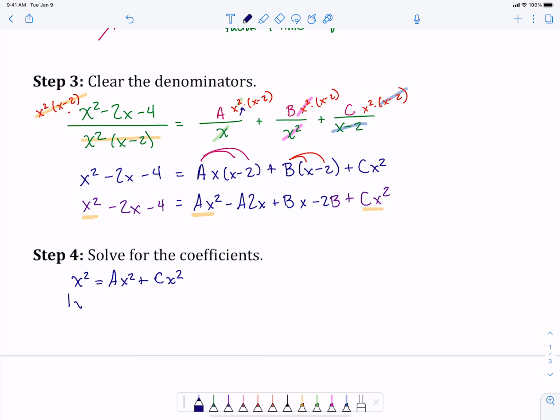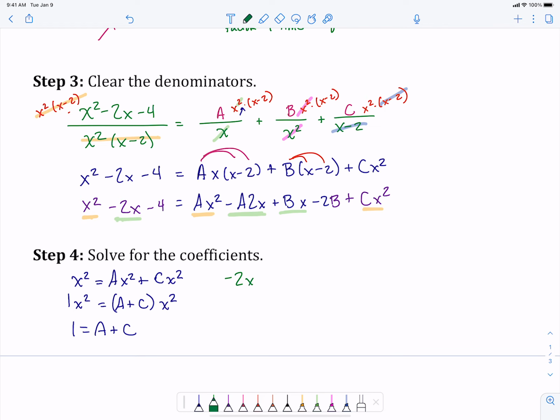And again, our coefficient there is 1. And so what we need when we add a plus c, we need to get 1 as our coefficient. So 1 needs to be equal to a plus c. Let's grab another color here. -2x, we're going to get that from doing our -2ax plus our bx. And we'll do that in green.